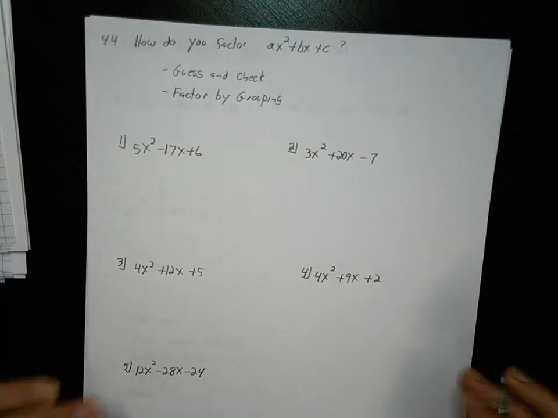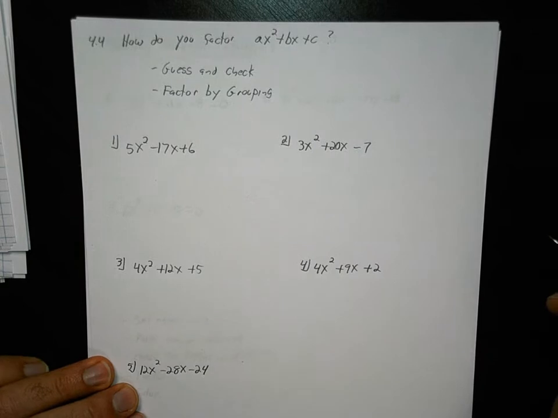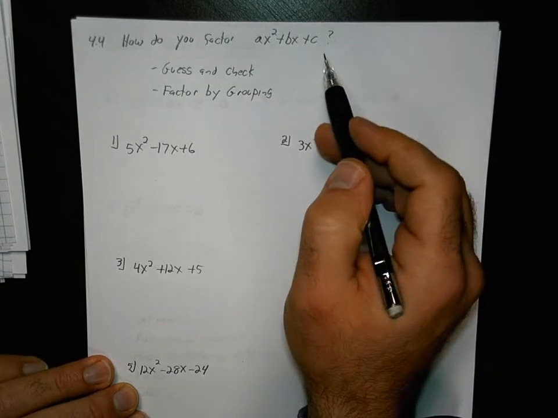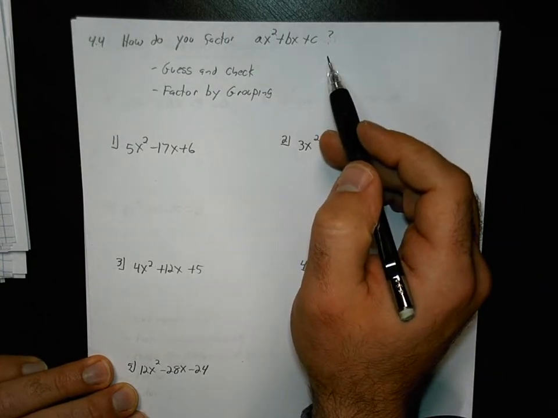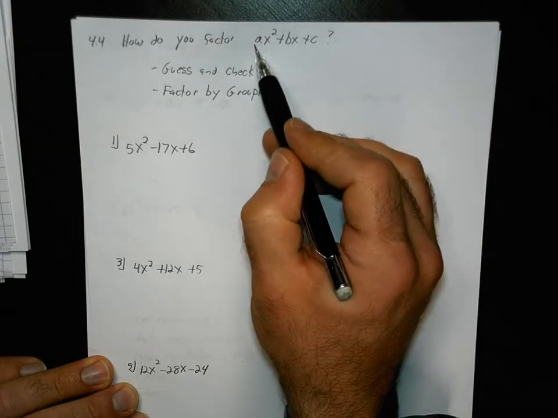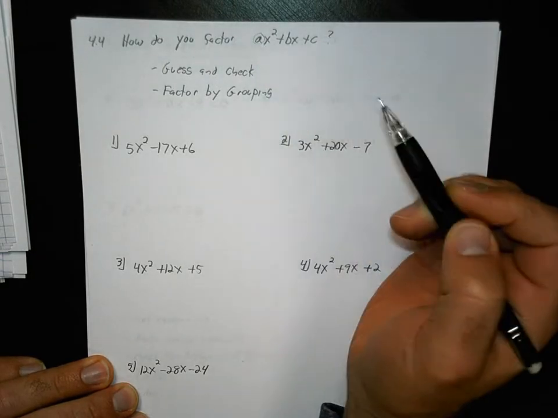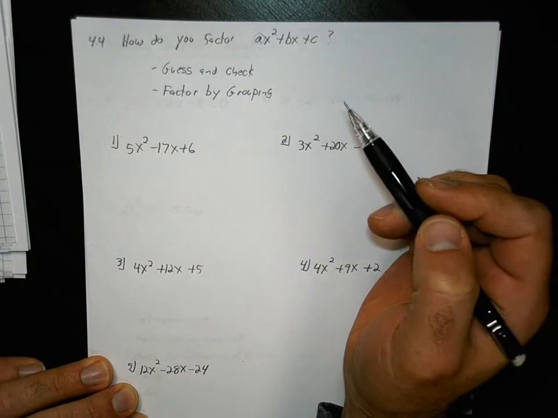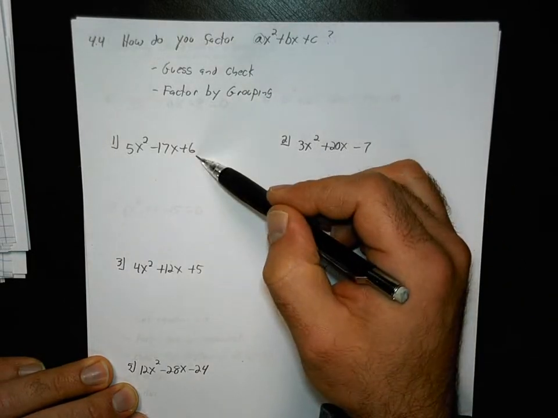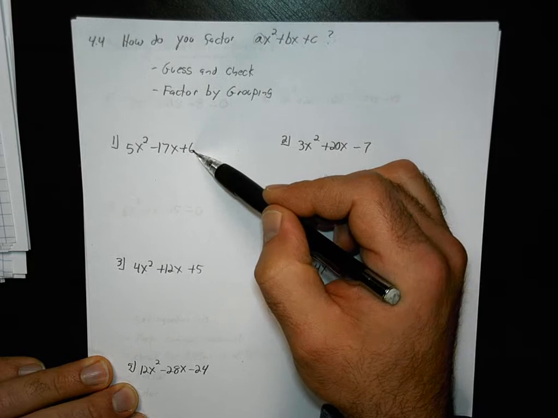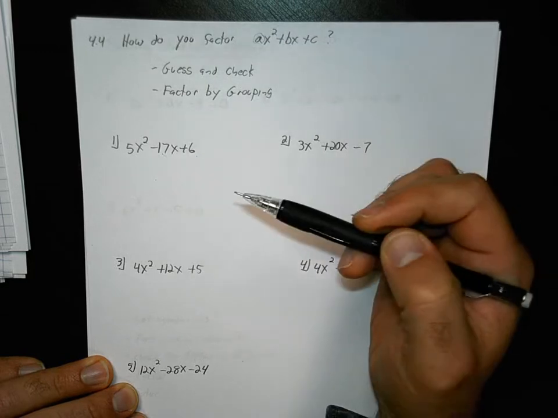Okay, we're moving on to section 4.4, and we're looking at how do you factor ax squared plus bx plus c. Okay, so we're still factoring. The only difference here is we have a coefficient in front of the x squared. It's going to complicate matters, because we can't simply look at this and say, okay, what multiplies to get this that adds up to this? It just doesn't work.